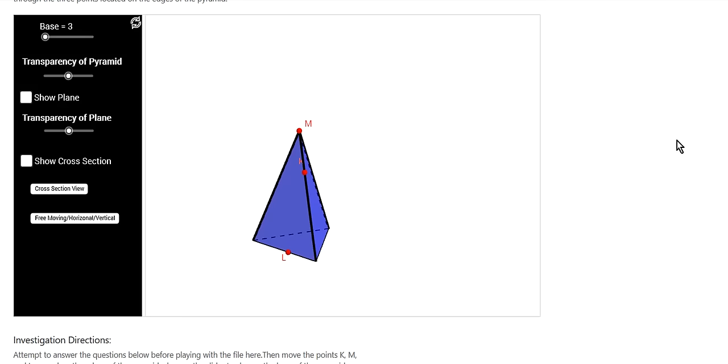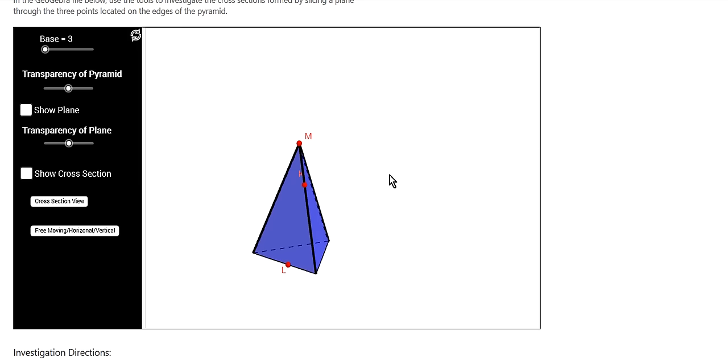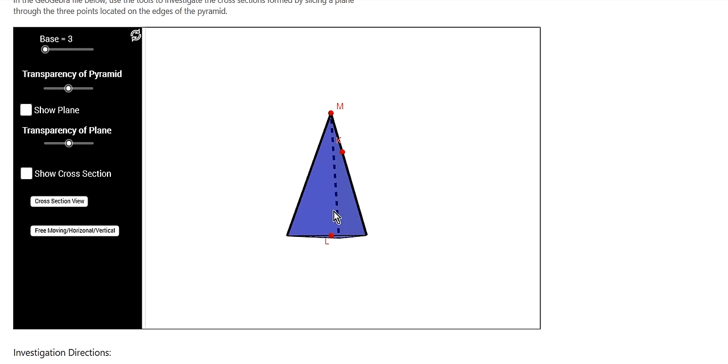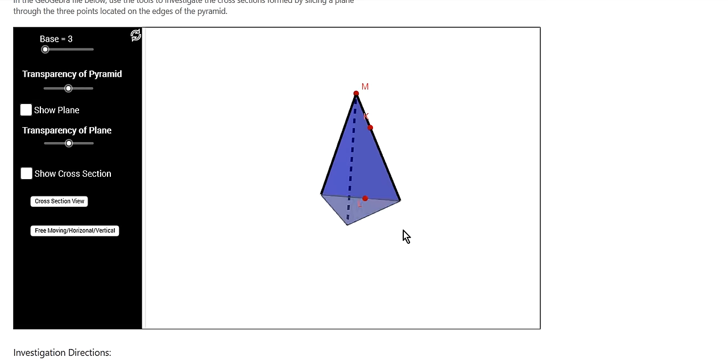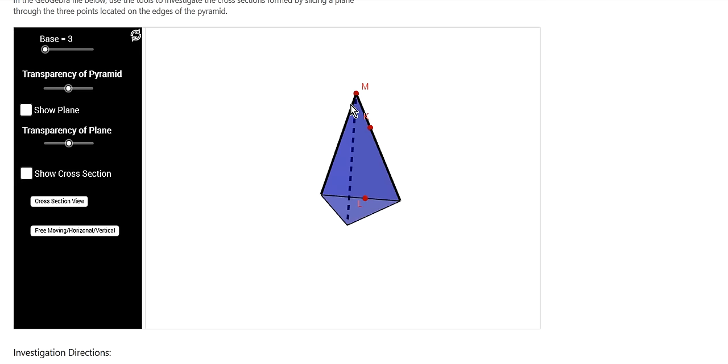Okay, so let's do a real quick visualization here using this software known as GeoGebra to show you what I'm talking about. Okay, so we're gonna take a look at different regular pyramids. Let's start with this one. Now, what kind of regular pyramid is this? If you look at the base, it has 3 sides. That's an equilateral triangle. This is a triangular pyramid.